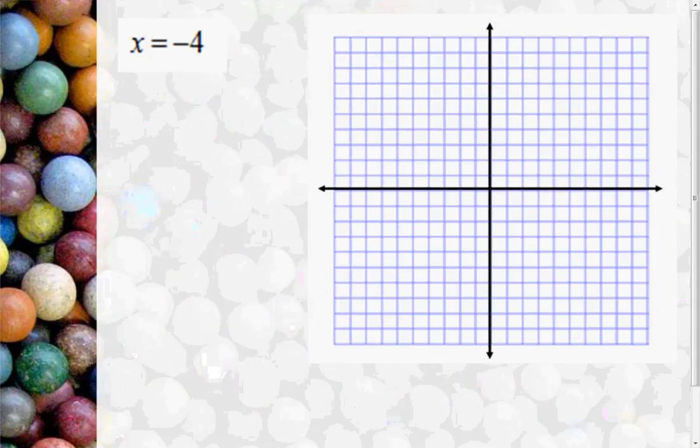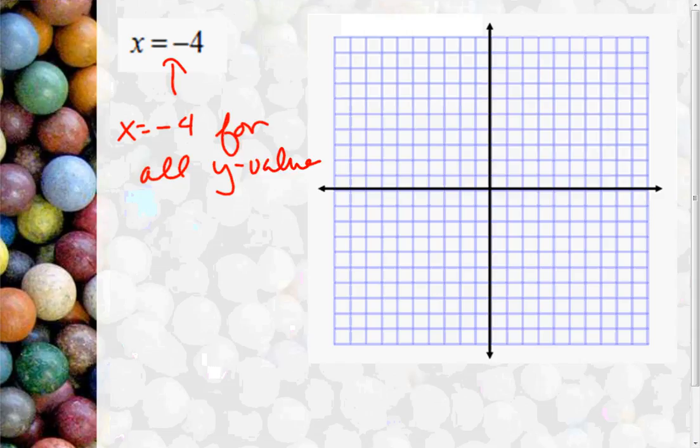Again, feel free to pause. Here's a special case. So x equals negative 4 for all y values. The more you write it down, the more it's going to stick in your head. So x equals negative 4, x-axis, y-axis. That'd be negative 5. This is 5, so there's negative 4.